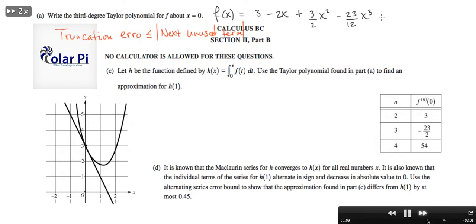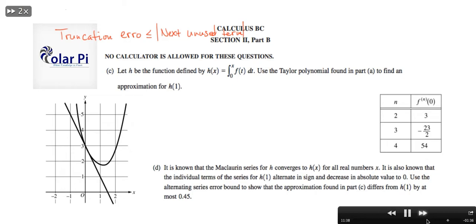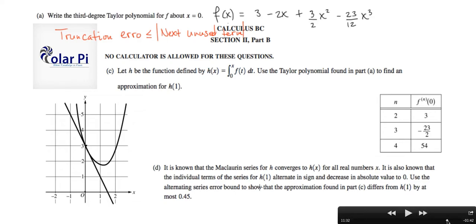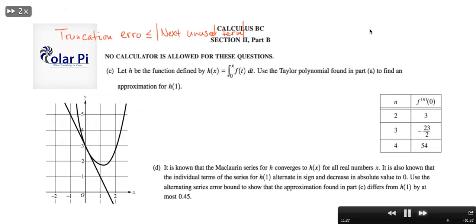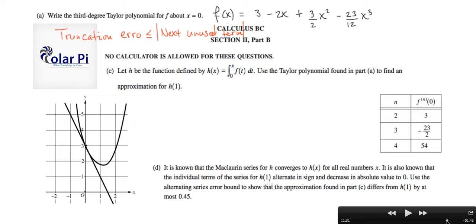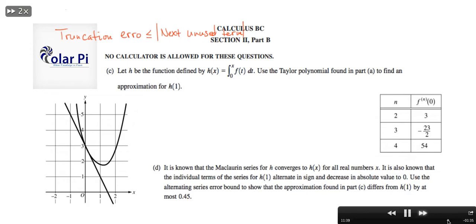And so the truncation error from the alternating series test is what tells us that the error in using the first n terms of a particular Taylor polynomial is less than or equal to the next unused term. So here, the next unused term would be the term that follows this guy, right? But what I just showed here is f, but we're talking about h. So we're looking at h of 1 here. So since we're talking about h, we need to integrate the next unused term from 0 to 1, right? Because that'd be h of 1 there.